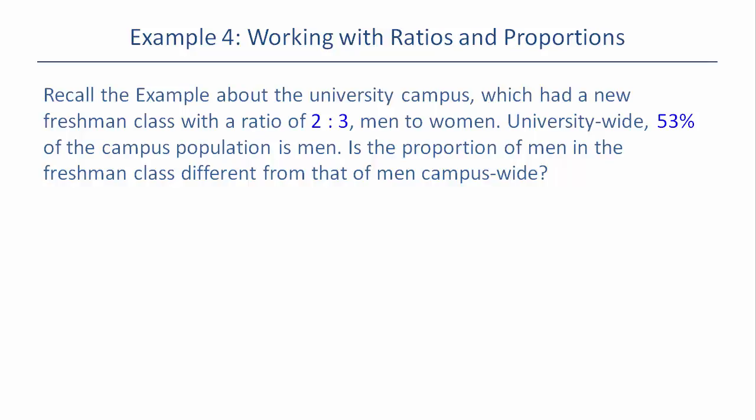So campus-wide is 53%, and the freshman class is 2 to 3, roughly 53%? And hopefully you know right off the bat that that's not roughly 53%. It's got to be less than 53% because there's 2 men for every 3 women. So it's less than half men right off the bat. But we can actually do the conversion to see just how different it is.